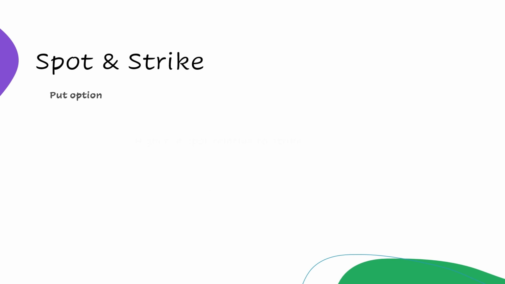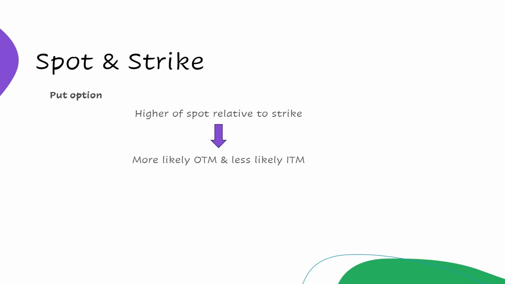For put option, higher spot relative to strike means option is more likely to expire out of the money instead of expiring in the money. Thus, price of put is cheaper. We can also say price of put increases with spot going lower. This allows traders to put on bearish bet on underlying asset with put option.